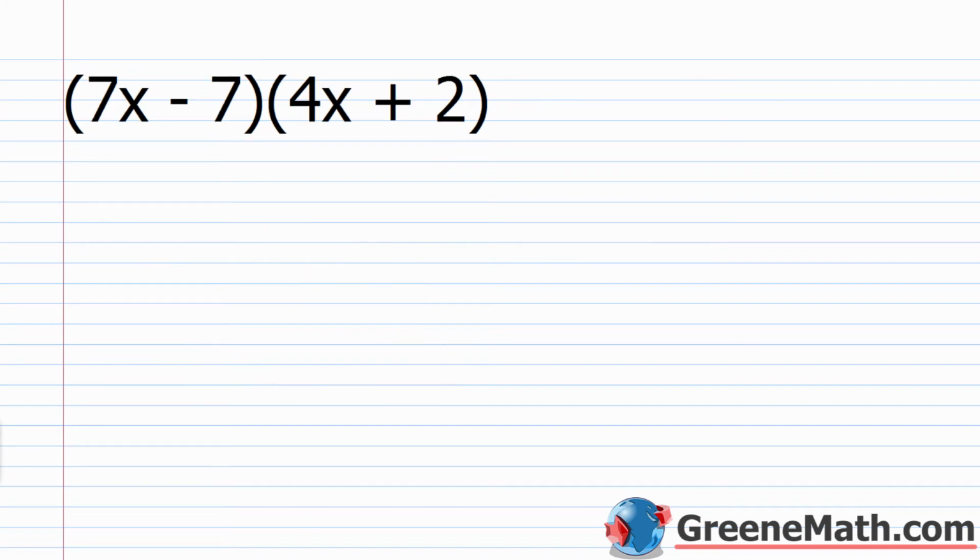All right, what about 7x minus 7 times 4x plus 2? Again, I'm going to use FOIL. So in my first terms, I have 7x and I have 4x. 7x times 4x is 28x squared. My outer terms, 7x times 2 would be plus 14x. My inside terms, I have -7 times 4x. That's -28x. And then my last terms, I have -7 times 2.